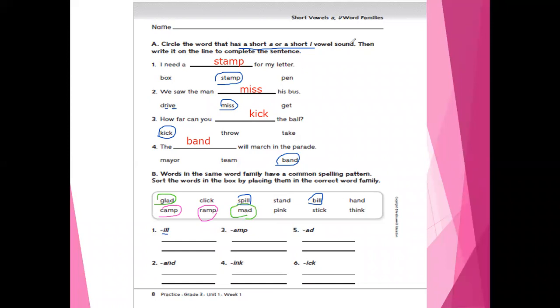So stand and hand, let's put them together. Don't forget the rhyming words. Click and stick here, number 6. Think and pink, they have the ink sound. And we already choose it. So ill, like spill and fill. Amp, like camp and ramp.